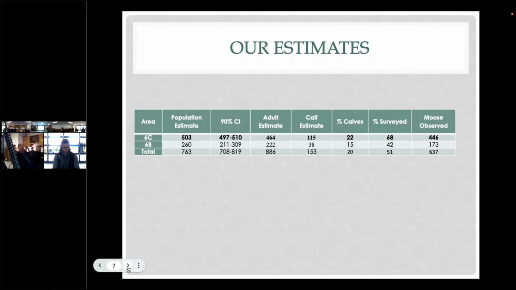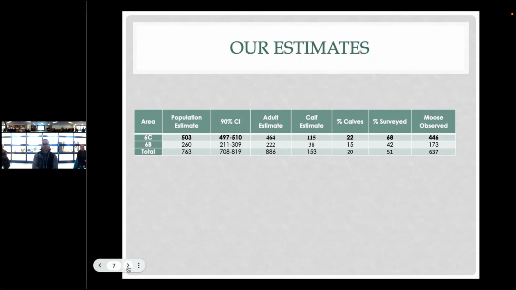You can see we looked at 68% of the area, and this number right here is probably the number that's most important to some of you. This is the number of moose that we actually saw with our eyeballs. 446 moose were seen, so without any additional math applied, this is just the number of moose that were seen by the observers and the pilots from the plane.